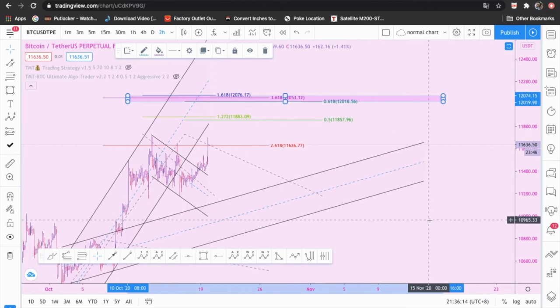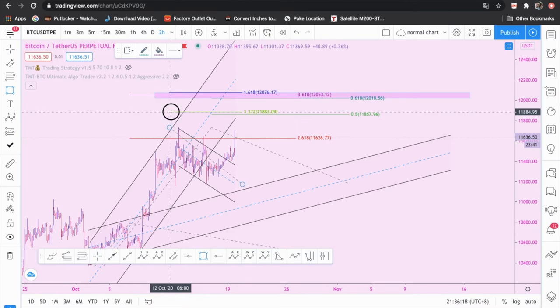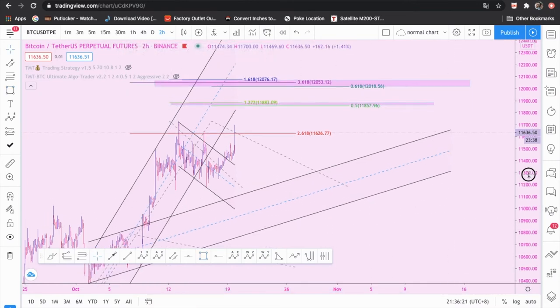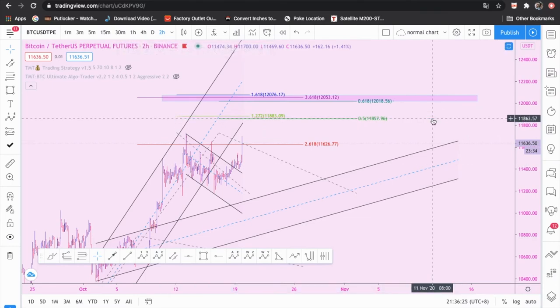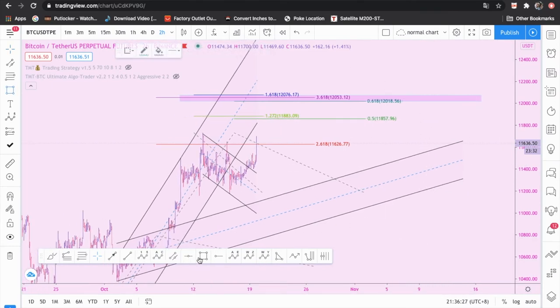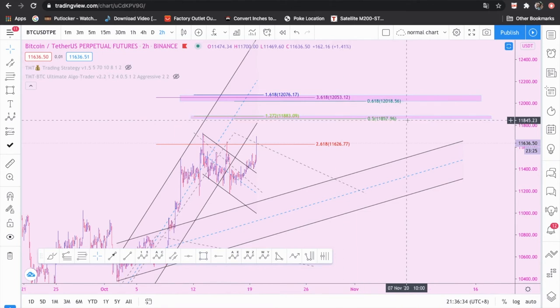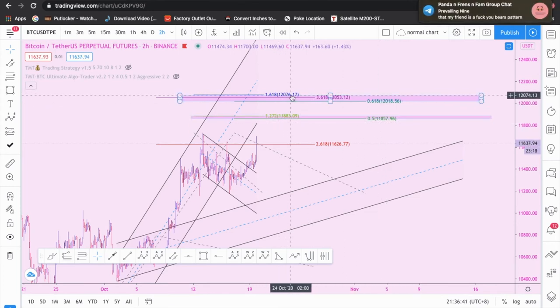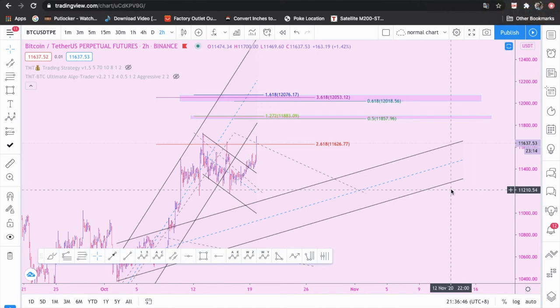Okay, if this is the fifth wave, it could stop right here. I don't want to be overly greedy. I'm in a long position, so I have two take profit plays. I'm going to take partial profit around 11,850, and the rest I hope rides to at least 12,000. That's what I'm hoping right now.